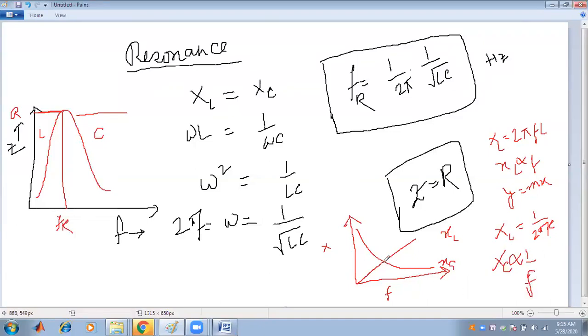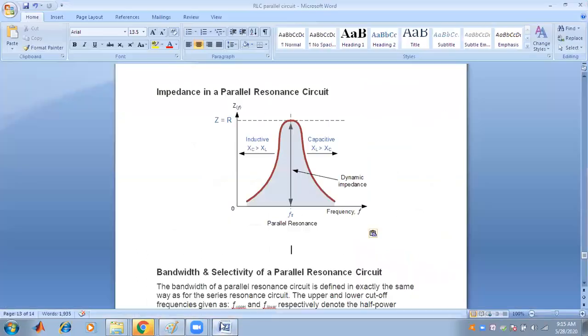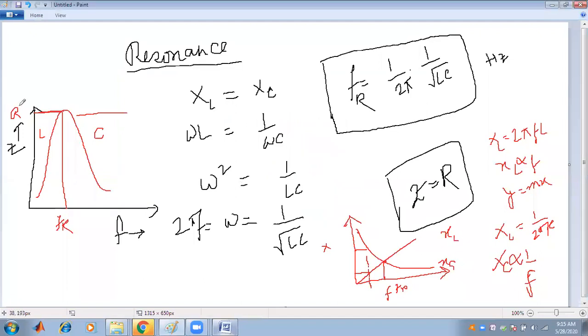So at this point, the frequency is the one where the values of XL and XC are the same. This is called the resonance frequency FR. At that part, the capacitor is dominant. Here, if I drop down a perpendicular line, which value is greater? It is XC that is greater in that part. So XC is greater than XL in this part, and XC is dominating.